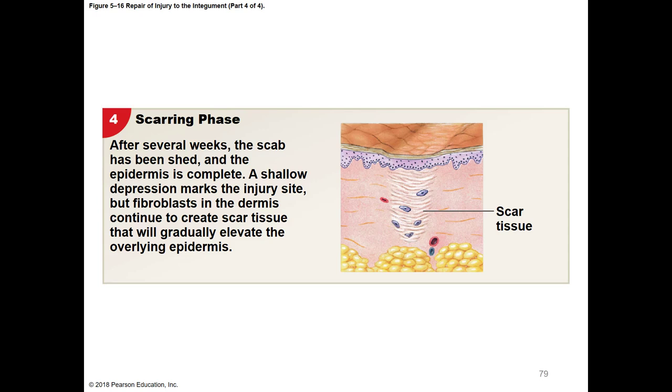After several weeks, the scab has shed and the epidermis is complete. We may see a shallow depression where the injury was, but fibroblasts will continue to create scar tissue that will gradually elevate that epidermis to make it look a little nicer. Now, we may always have a scar depending on how bad the cut was, but over time it will improve in the way that it looks in most cases.